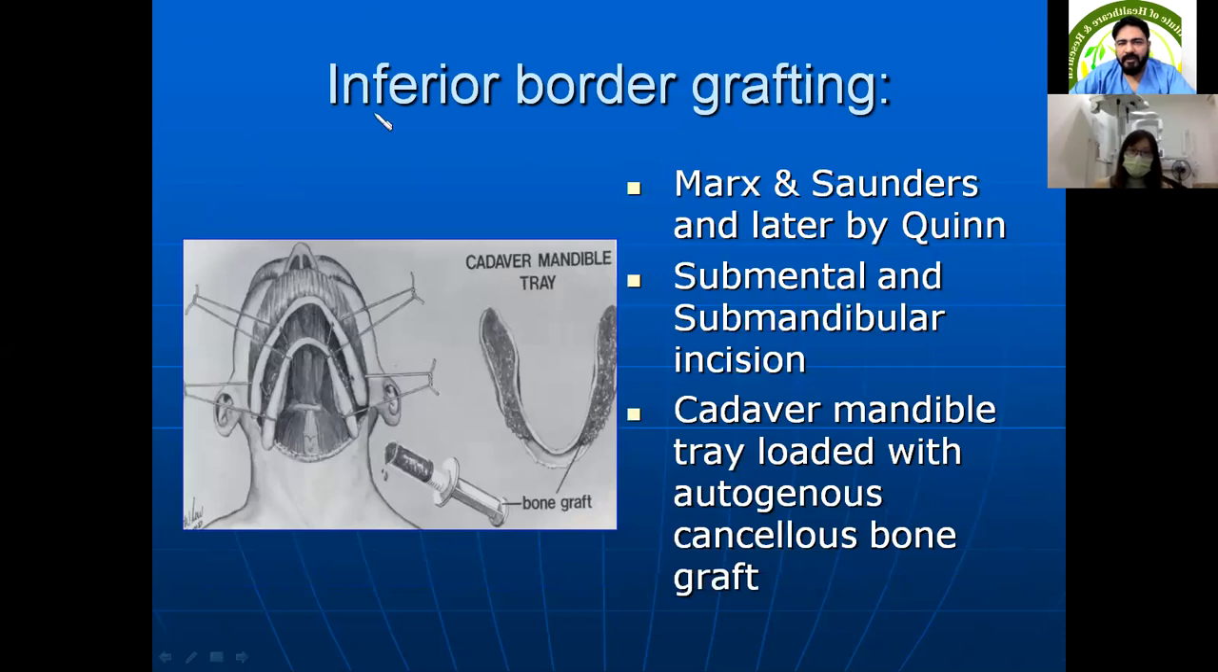In the mandible, inferior border grafting is there. You have to take a flap and expose the lower border of the mandible, and then place a cadaver mandibular graft.